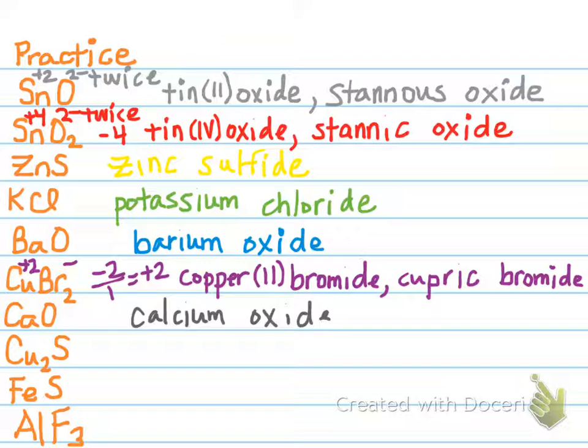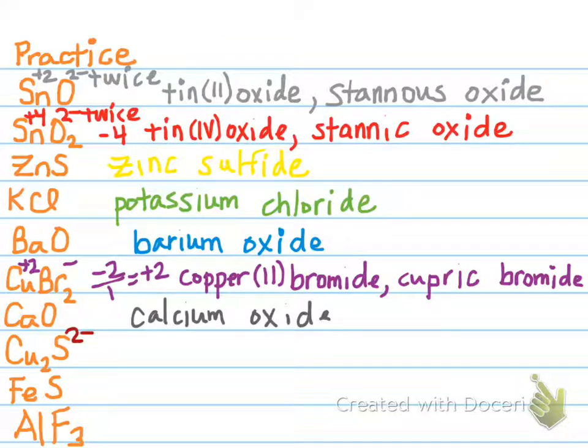Cu2S, metal, nonmetal, so it's an ionic compound. Cu, short column of my periodic table. I check my helper sheet. Copper's on there. It has more than one possible charge. So I'm going to look at my sulfur, which has 6 valence electrons, so it could lose 6 or gain 2. It's going to gain 2.